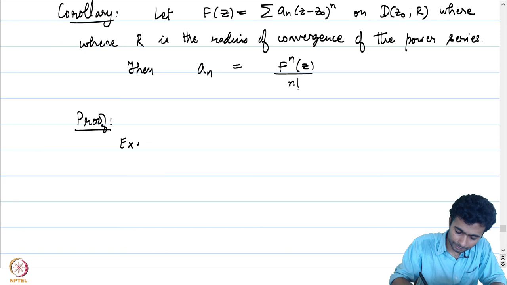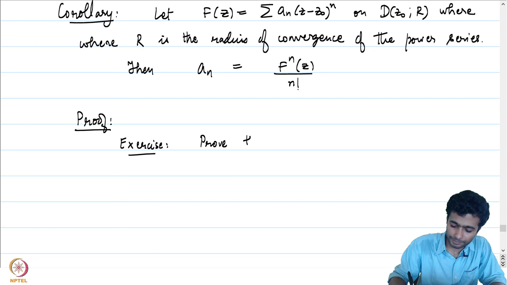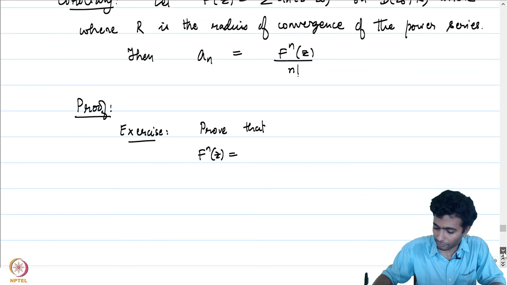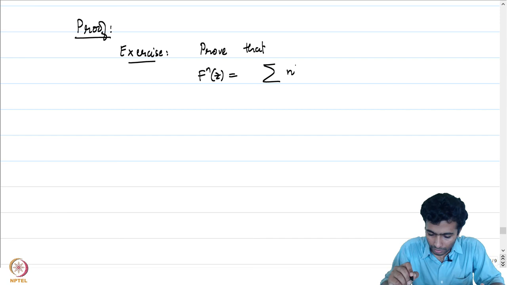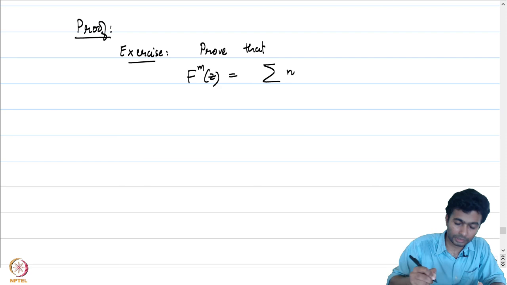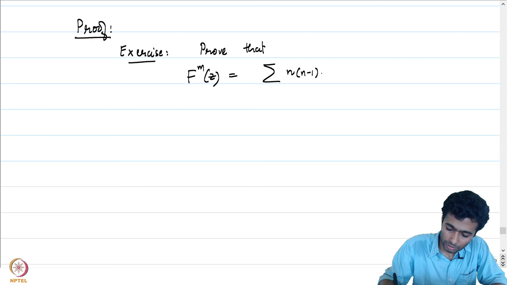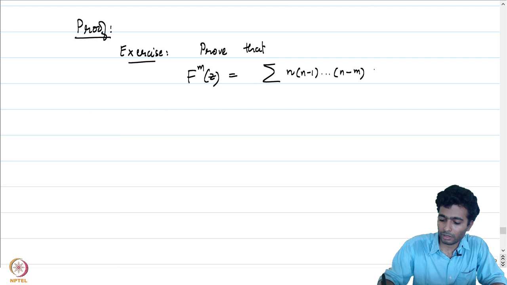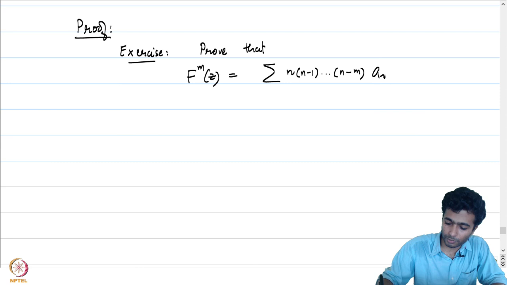Prove that f^(m) of z, let me give you an explicit expression for that. This is going to be equal to summation of n into n minus 1 up to n minus m, into a_n into (z minus z0) to the power n minus m, where n is going from m to infinity.